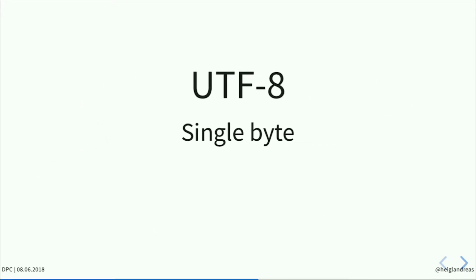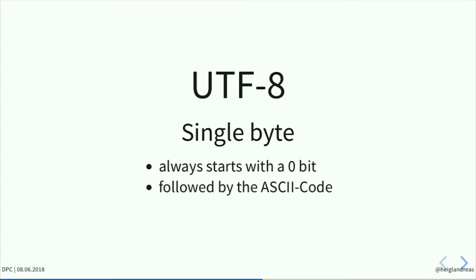So how does it work? Let's have a look at the single byte. A single byte always starts with a 0 bit. As I said, I'm sorry, but we have to dig into bits and bytes here. And that 0 bit is always followed by the ASCII code. So when I have an ASCII character, it will always be a single byte character in UTF-8. So the A, for example, is 01, lots of 0s and a 1.